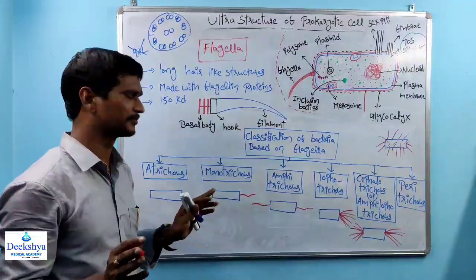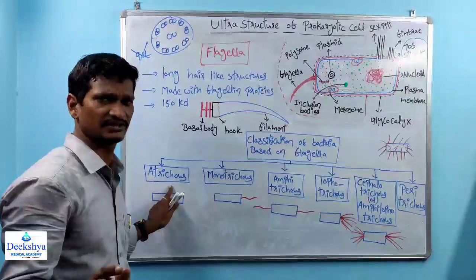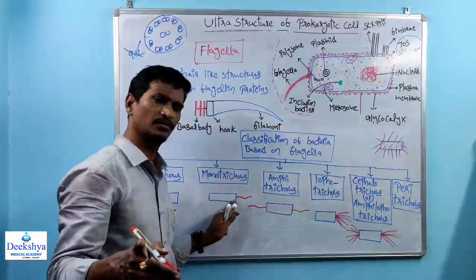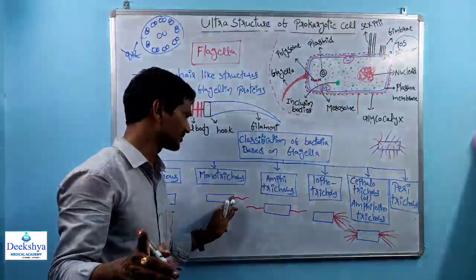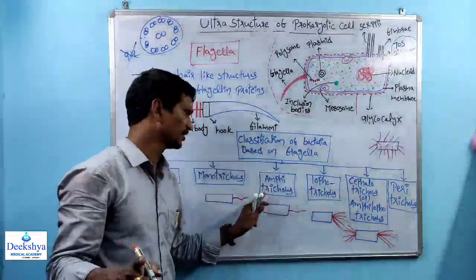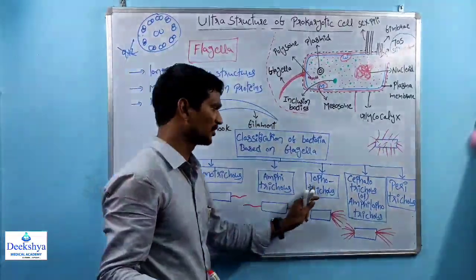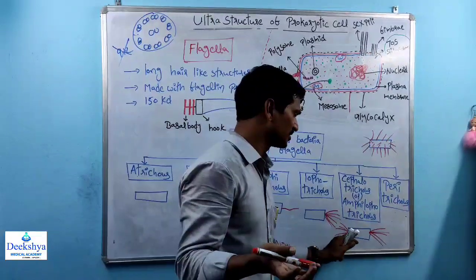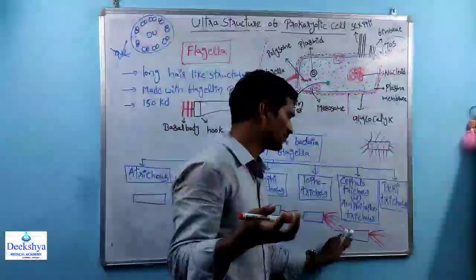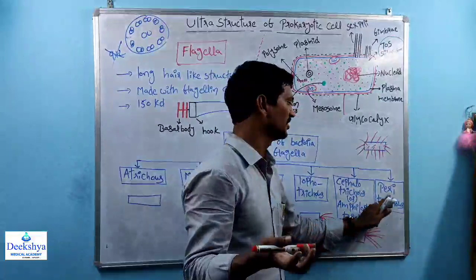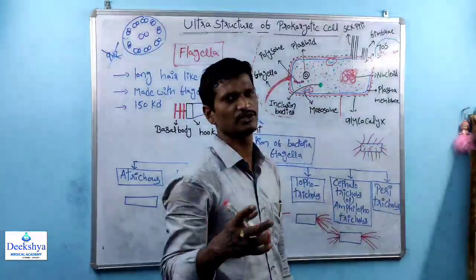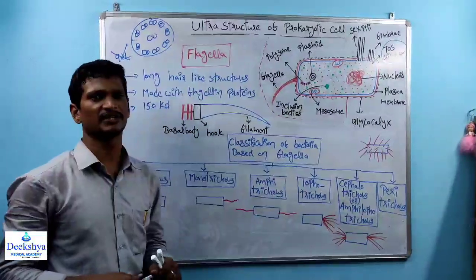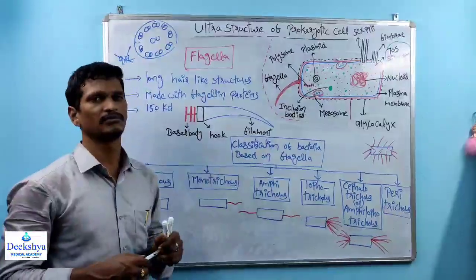So what I am discussing here is that based on position and number of flagella, the bacteria are classified into different types. Very first one, atrichous, flagella are absent. Monotrichous, only one flagellum is present. Amphitrichous, two flagella, at two ends. Lophotrichous, a bunch of flagella on one side. Cephalotrichous, both sides, one bunch on one side and another bunch on the other side. Peritrichous, a group of flagella throughout the body. That is about the classification of bacteria based on flagella.